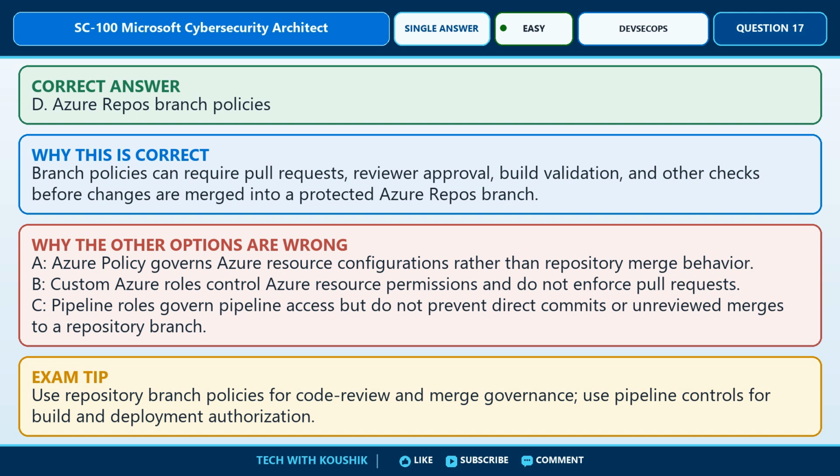A. Azure Policy governs Azure resource configurations rather than repository merge behavior. B. Custom Azure roles control Azure resource permissions and do not enforce pull requests. C. Pipeline roles govern pipeline access but do not prevent direct commits or unreviewed merges to a repository branch. Exam tip. Use repository branch policies for code review and merge governance. Use pipeline controls for build and deployment authorization.